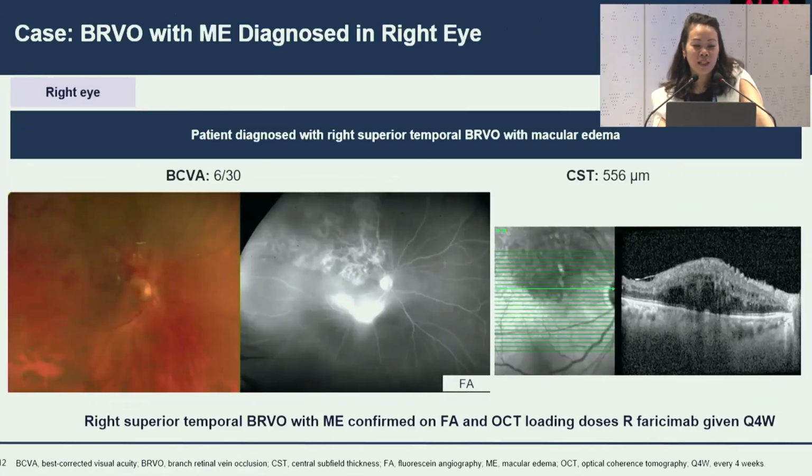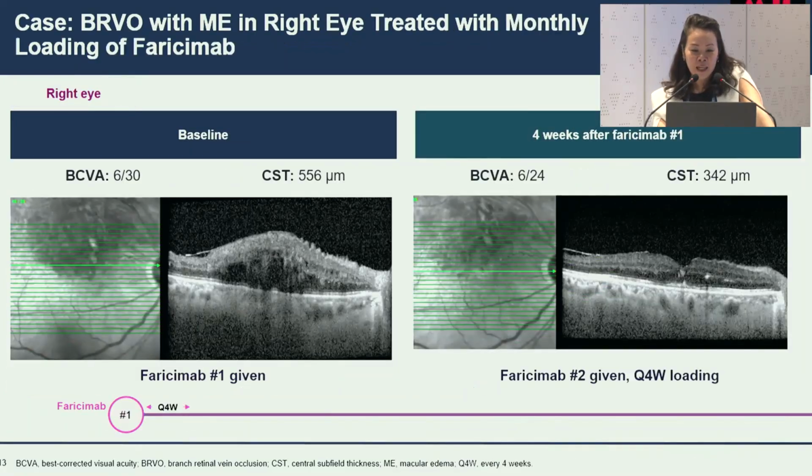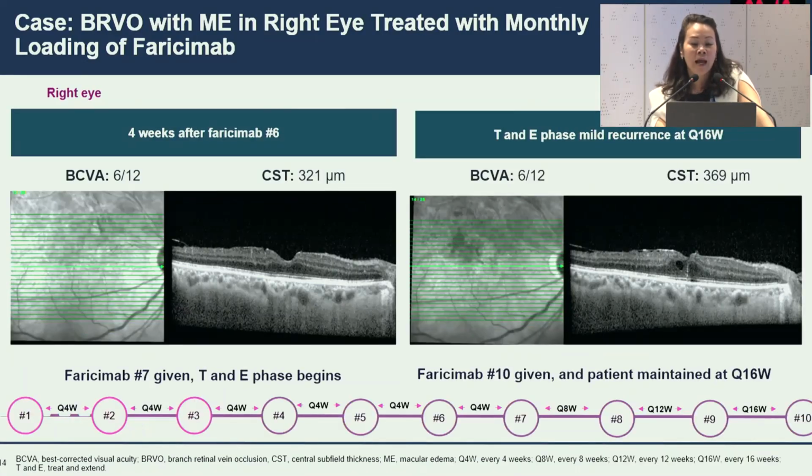So I'll just go through quickly my case. This is a case of a branch retinal vein occlusion with macular edema. You can see it's a superior temporal one, lots of macular leakage, and quite a very thick CST of 556. You can see even after one dose of faricimab, a dramatic decrease. CST is now 342, and the visual acuity increased by 1 line. And as we go on, after the loading doses, 6/12 visual acuity, and you can see that we are able to quickly get the patient extended all the way to 16 weeks.